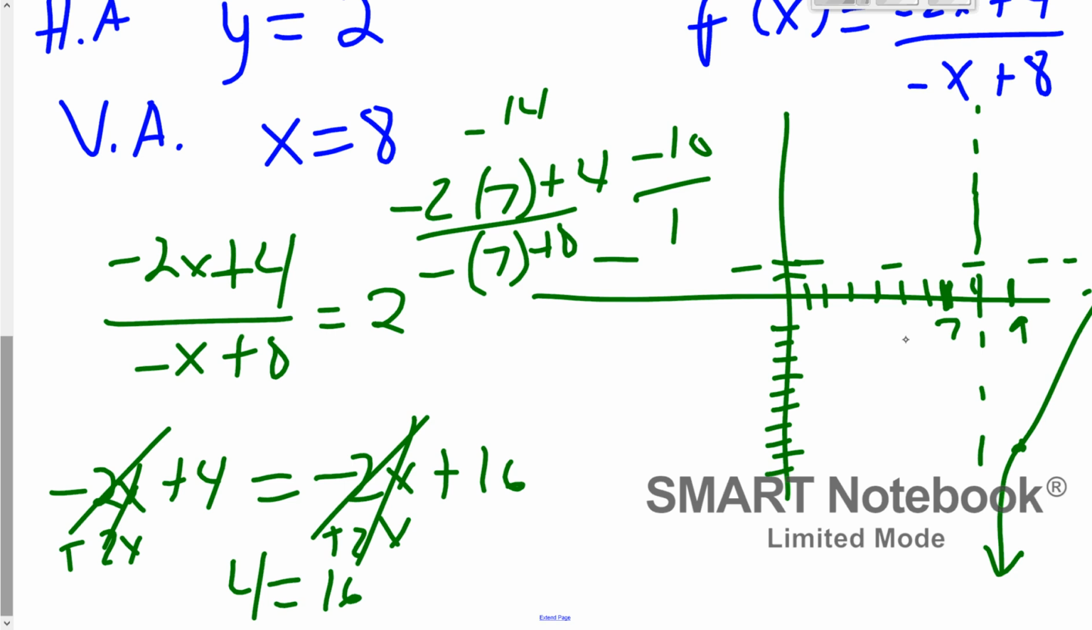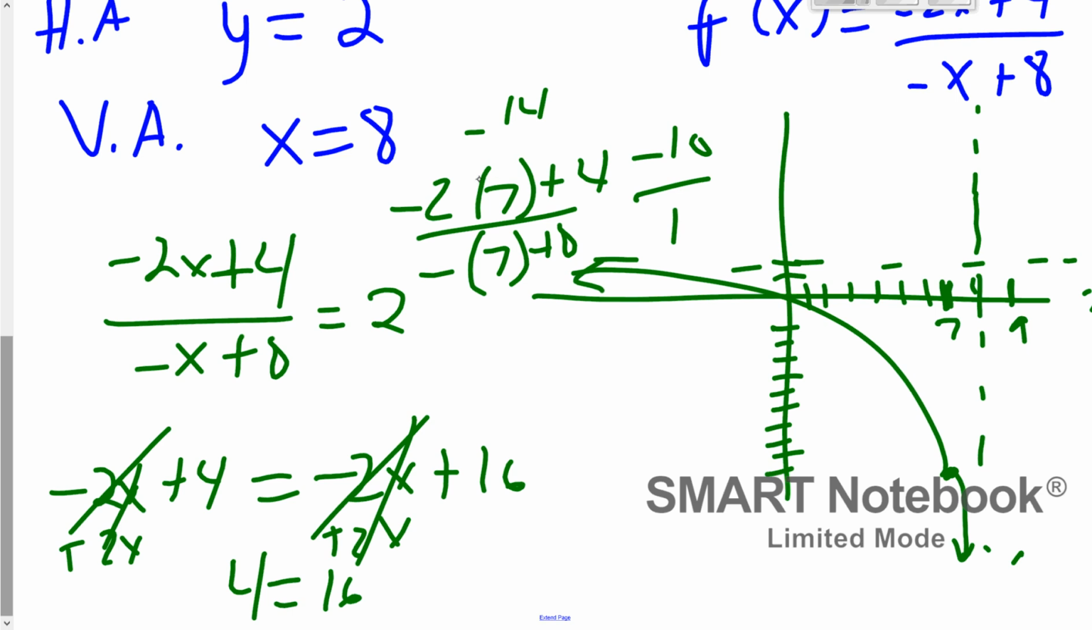And then plug in, well, I plugged in 7. Oops, sorry, guys. So negative 10 and 7, something like that. So it's going to approach that way and come up this way, something like that.